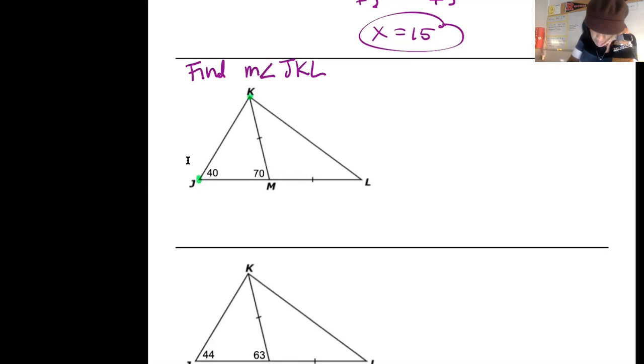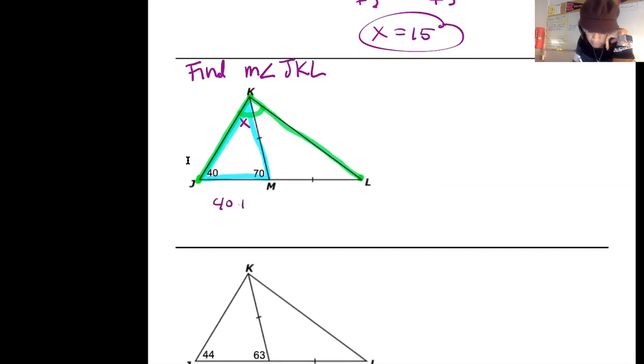Here's J, here's K, here's L. This is the angle in which we're speaking of, this big angle here, okay? So both of those angles put together is gonna form JKL. Keep that in mind. Don't just find one of them and think that's your final answer. So we have here a triangle. We have two sides and we are only missing one. So I'm gonna call this one angle X.